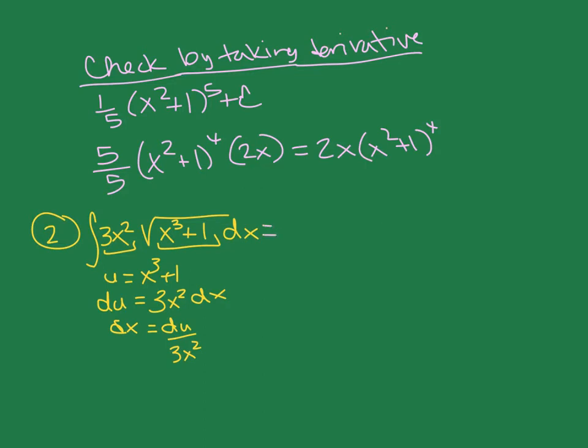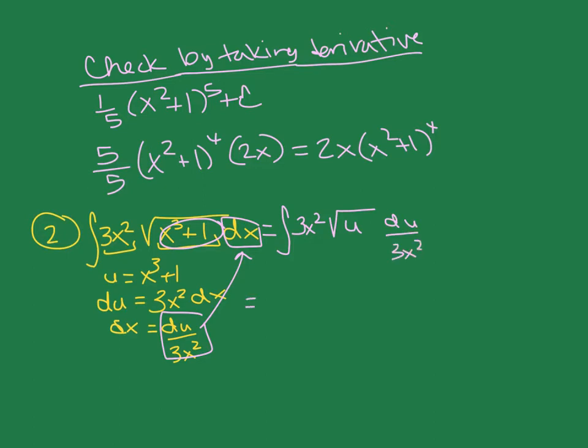So now I can go back to my original equation. I keep the 3x squared the same. I can't do anything with that yet. I am going to now take this stuff inside of the square root and replace it with u. I am going to take this dx and replace it with this stuff right here. Now the 3x squareds are going to cancel out, which is good. We can't really do the problem if they don't. And I'm just going to be left with u to the 1/2 du.